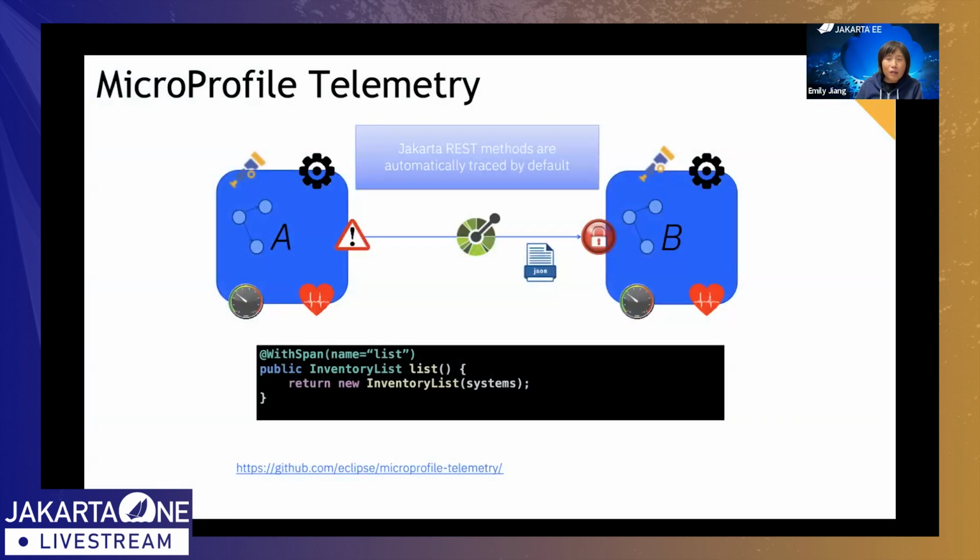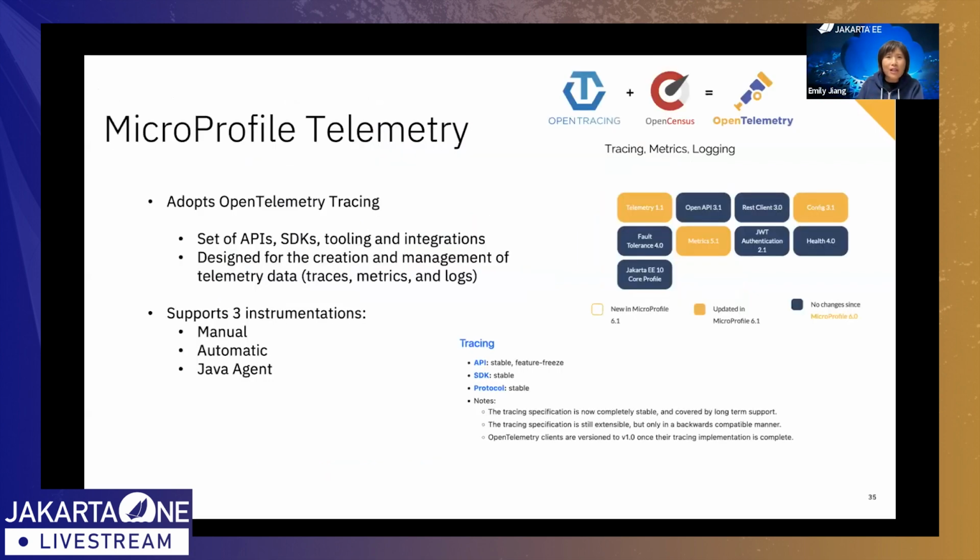So luckily we have MicroProfile Telemetry. It basically provides a way to directly correlate all the different spans and give you one single trace. The beauty is that MicroProfile Telemetry adopts OpenTelemetry, and it also provides some very nice integration with OpenTelemetry. As we can see here, it supports three instrumentations: OpenTelemetry manual, automatic, and Java agent.